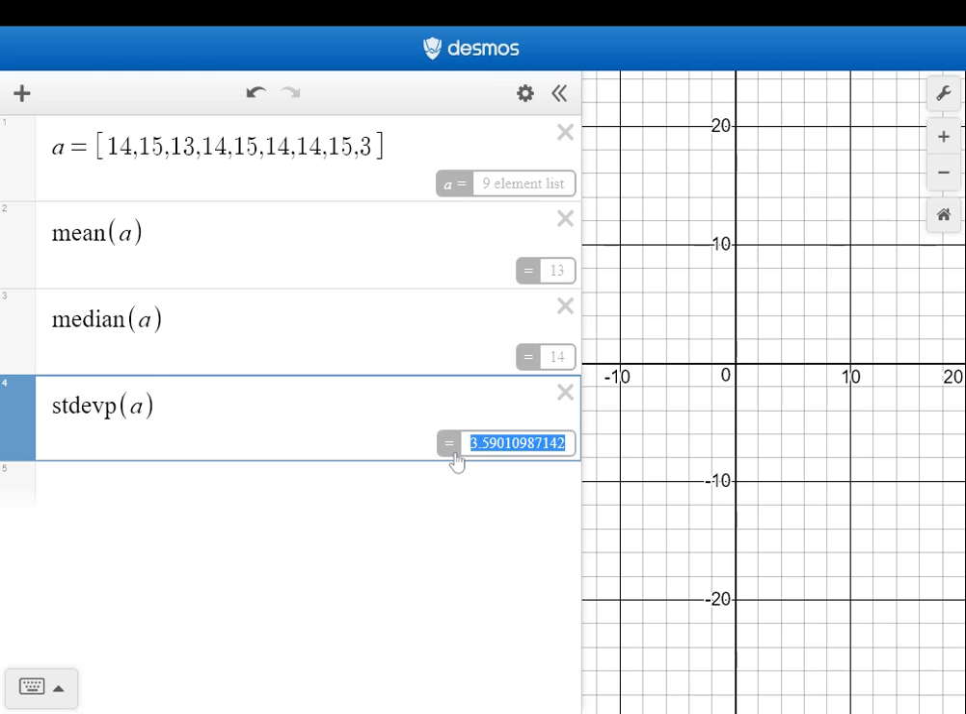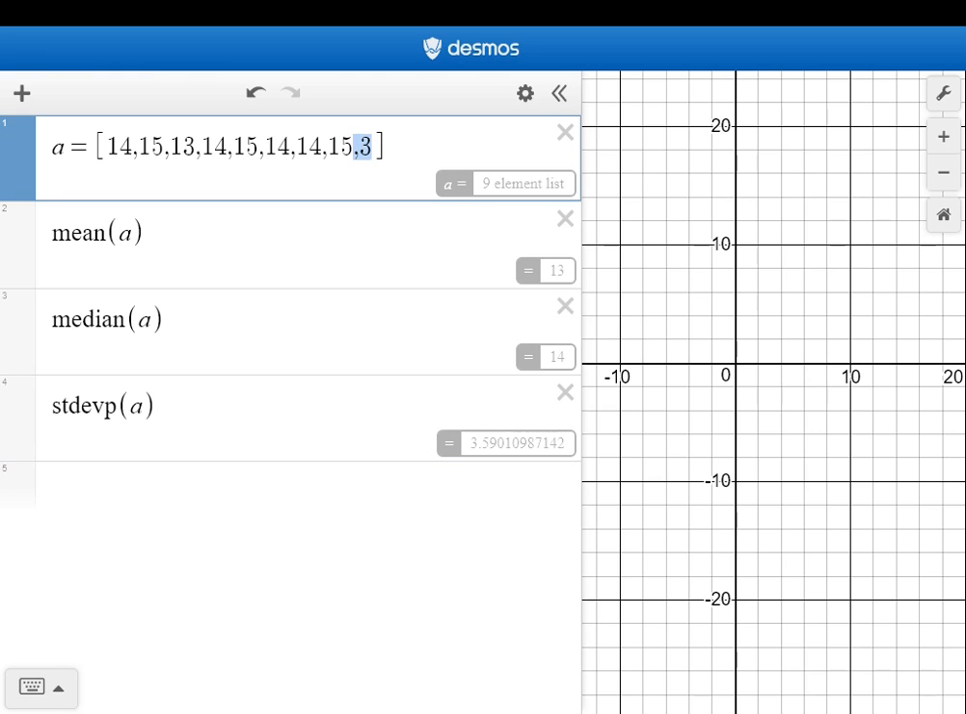Okay? So you've got to be careful. You've got to be very considerate of when you remove or include numbers. How does the mean, how does the median, and how does the standard deviation, how is it all affected? So that's a quick video on how to compare those measurements to each other and also how they change.